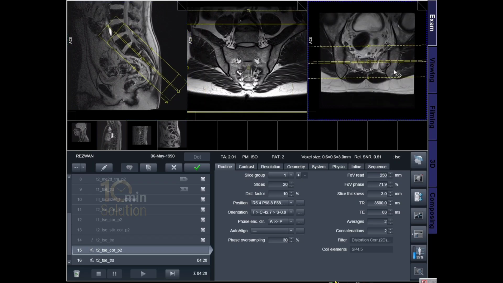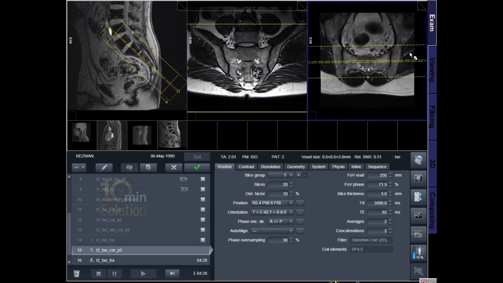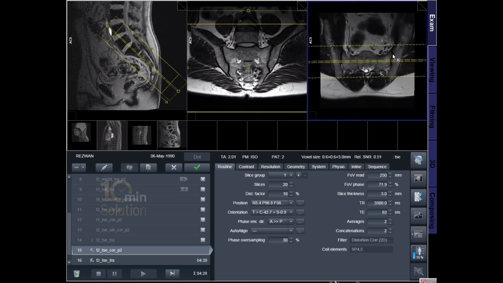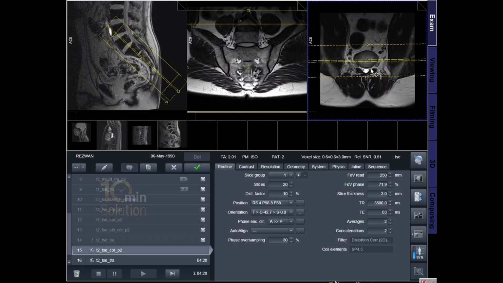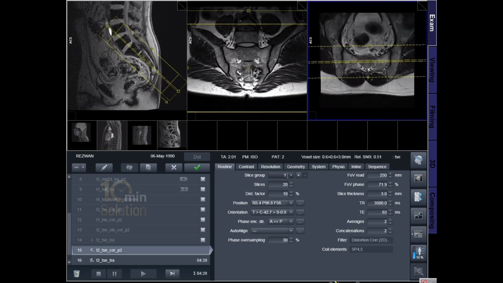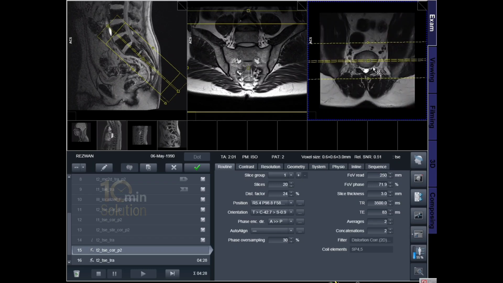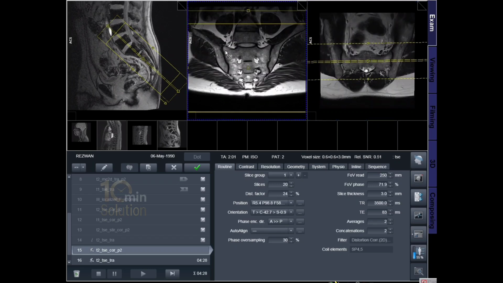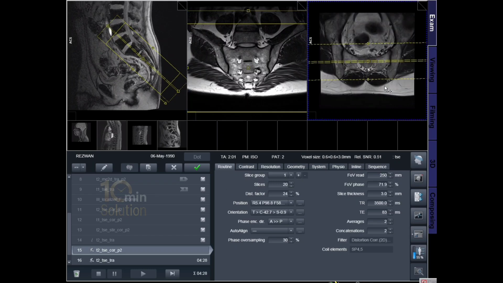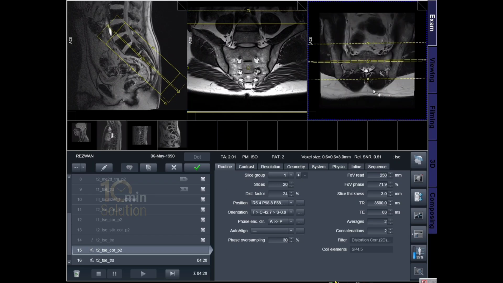Look at the other image, the transverse image, look here, this one is the left side right now. And now I change the distance factor. This on the right, this on the left right now.